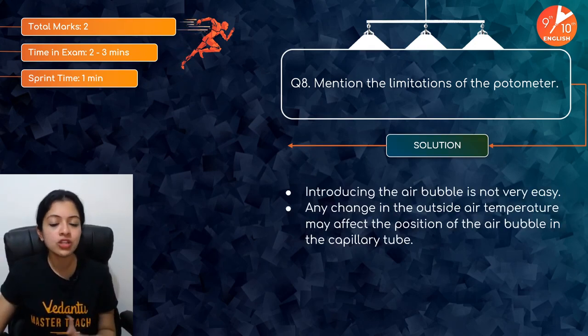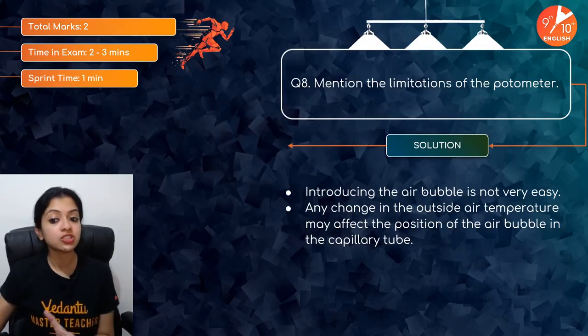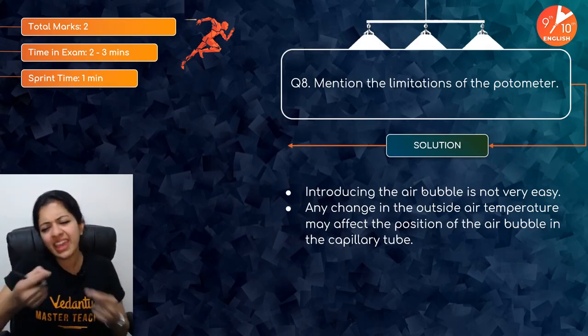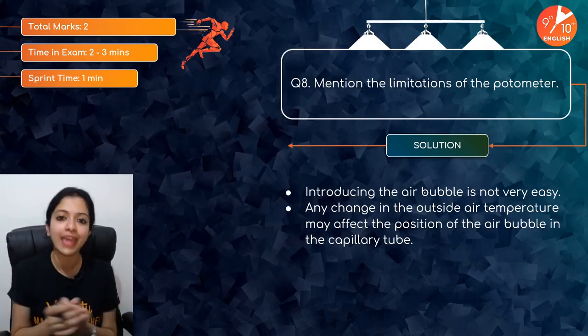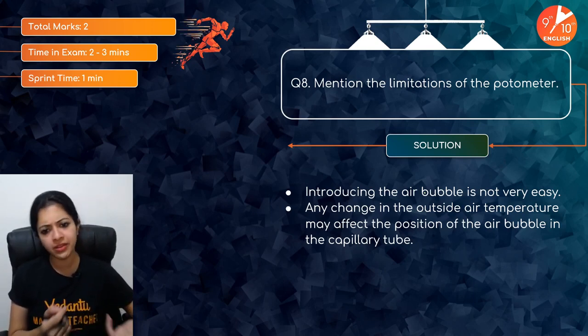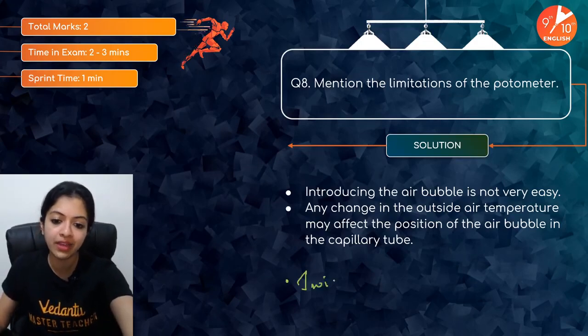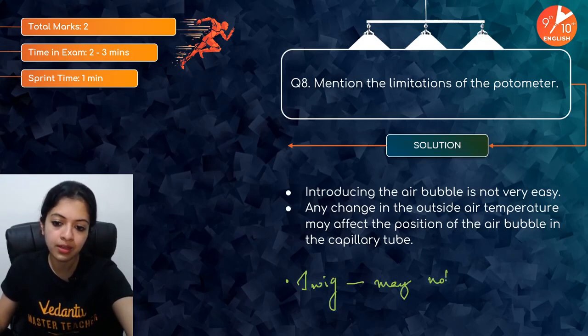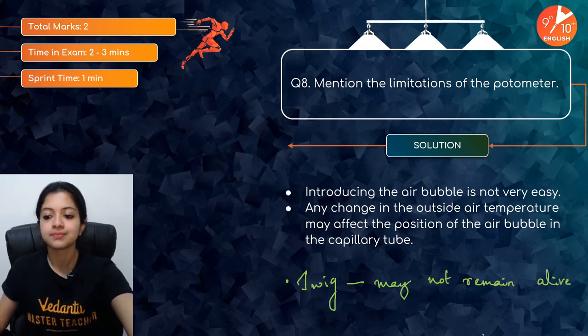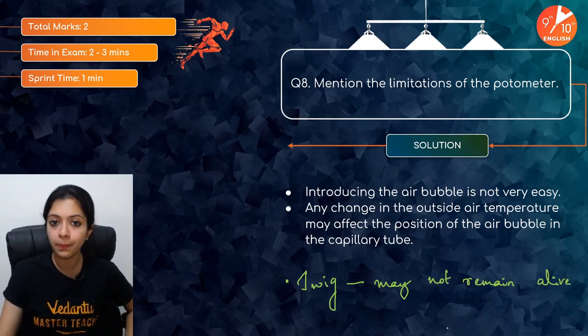Introducing the air bubble is not very easy. Remember the diagram which I've explained to you multiple times. Any change in the outside air temperature may affect the position of the air bubble in the capillary tube. These are the major limitations of the potometer. And additionally, the twig may not remain fully alive for a very long time. Okay, so these are some of the limitations of Ganong's potometer.